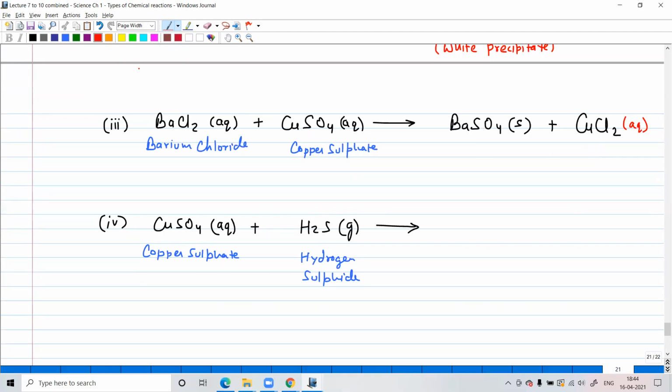So barium sulfate, you already know the name, so I'm skipping this one. Copper chloride I have not written before, so let me write it. Copper. And remember, this will be a white precipitate, barium sulfate. This is white. PPT means precipitate, short for precipitate.